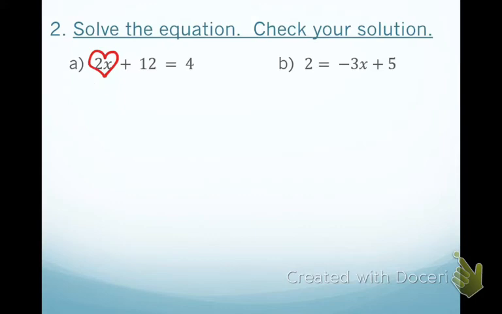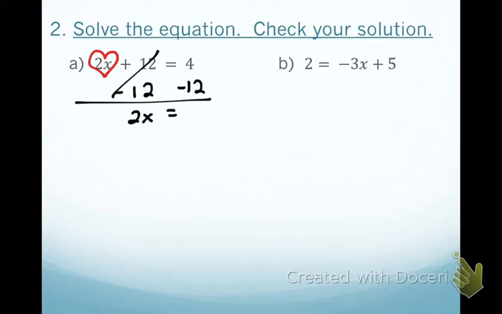What is the opposite or the inverse of add by 12? Subtract by 12. So I'm going to subtract by 12 on both sides. If you remember, we talked about this before. It's really important to keep your work neat, so you want to drop that equal sign directly below where it was before. On the left side, what happens to plus 12 and minus 12? That cancels out. The only thing left on the left side is what?